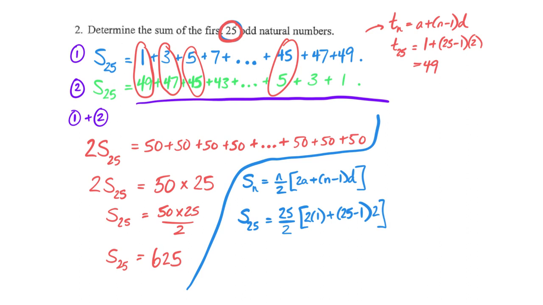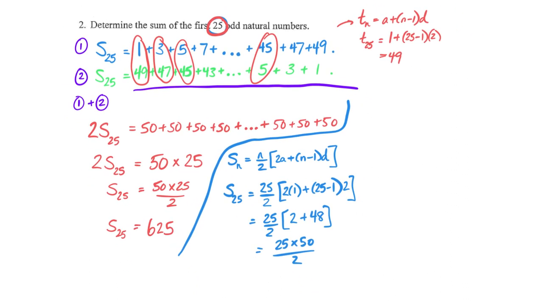Okay, I can calculate everything in there. Well, I'm going to leave the 25 halves because that doesn't divide evenly. Inside my brackets now, I'm going to get 2 plus 24 times 2, which was 48. And I come in on something that looks really familiar. Hey, there's my 25 times 50 divided by 2. And if I shrink that down a little bit, I can sneak in, there's my 625.